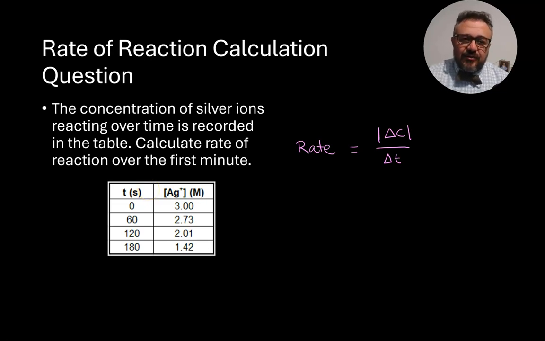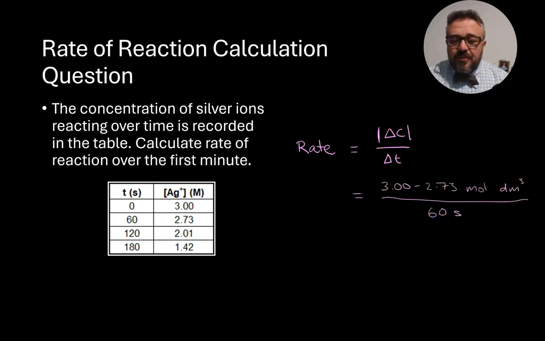So absolute concentration over change in time. That would be 3 moles per decimeter cubed minus 2.73, because we've got our final volume and our N1, right? We're going for the absolute, over 60 seconds. So we end up with 0.27 moles per decimeter cubed over 60 seconds.